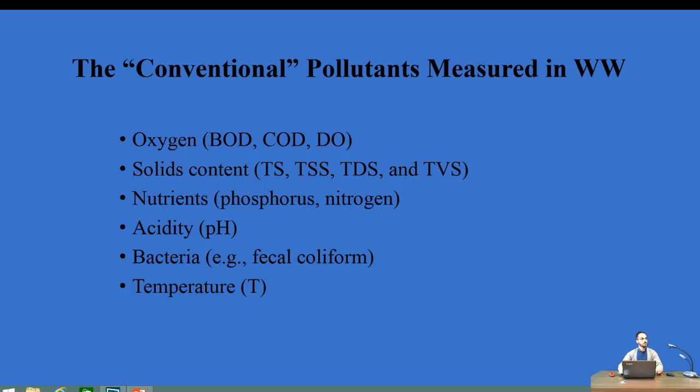Other contaminants are solid contents, such as total solids, TS, total dissolved solids, TDS, and total volatile solids. Nutrients are also one of the contaminants. The main compounds in the nutrients are phosphorus and nitrogen. Acidity, which means the pH of the wastewater, is also one of the pollutants. And there are also bacteria in the wastewater, such as fecal coliform, and temperature.